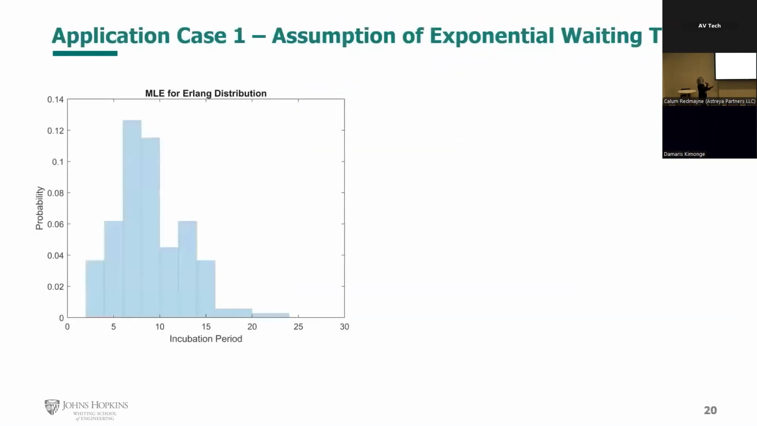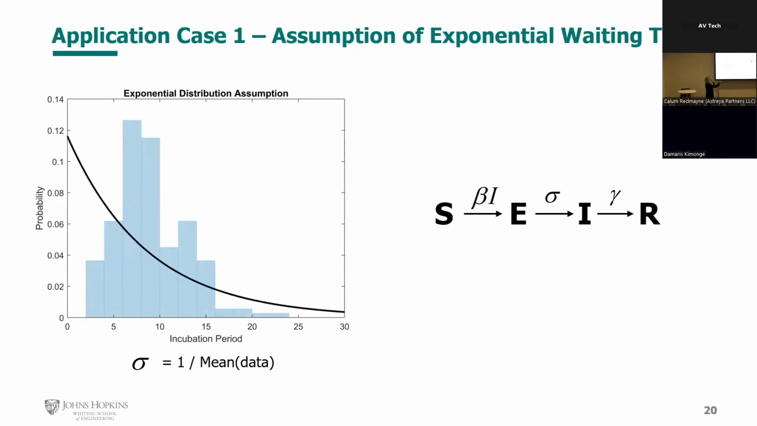So then we have the data here. One thing is, if we went ahead and took the data and assumed an exponential distribution, what we would be doing is just taking the average of all that data, and that would be the distribution that we would be assuming when we model just an SEIR.